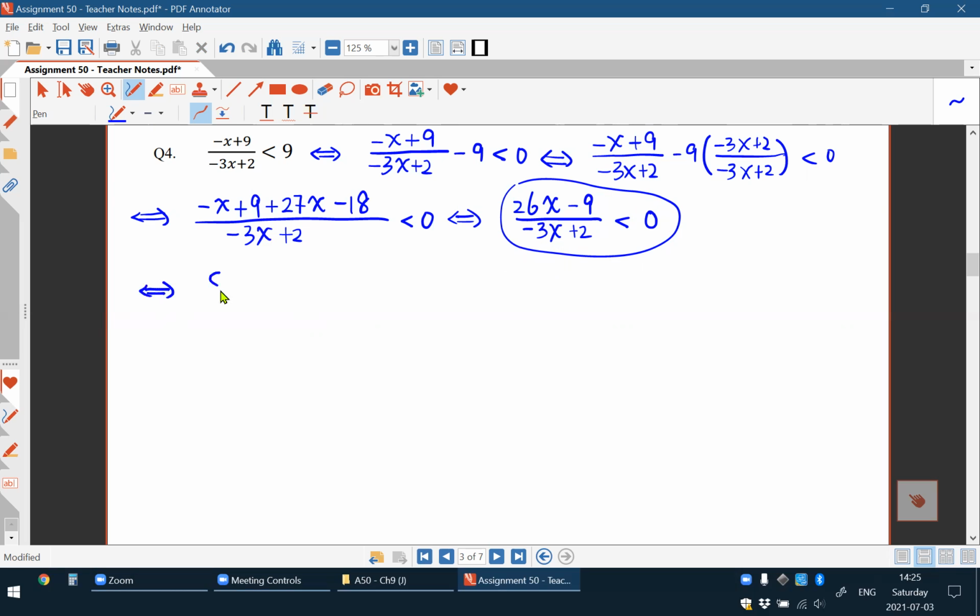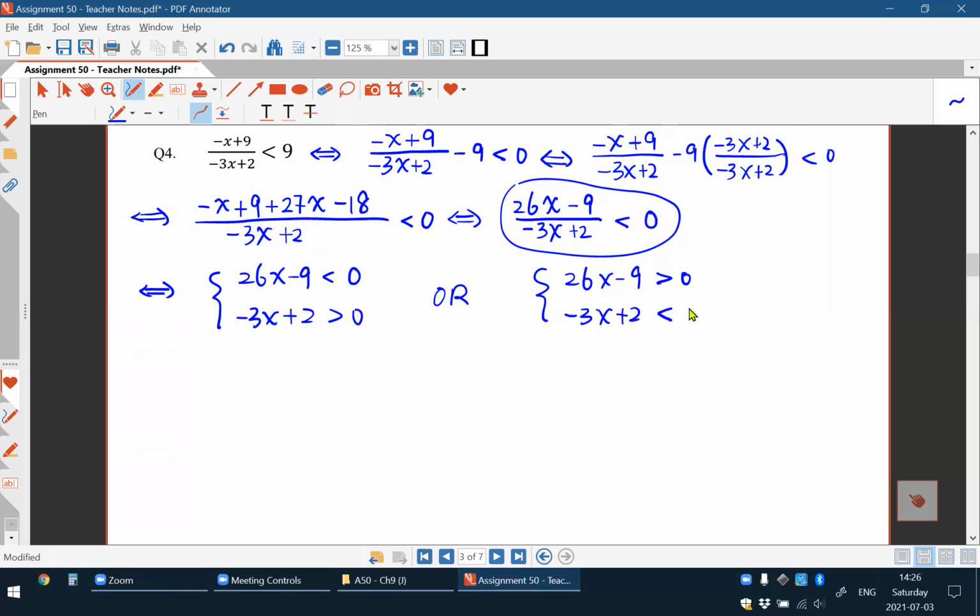So this is equivalent to, we can either have a negative numerator and a positive denominator. Okay, negative divided by positive gives us a negative ratio. Or we can also have a positive numerator and at the same time a negative denominator. So a positive number divided by a negative number gives us a negative ratio, right?